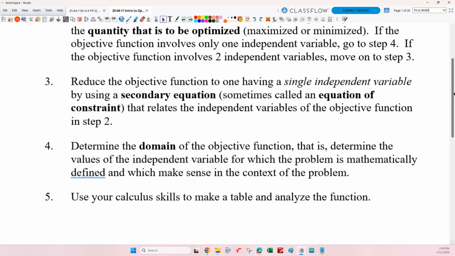Keep in mind, and we'll come back to this again and again, the secondary equation, I like to call it an equation of constraint because it's always based on the constraint for this problem. To find the maximum or minimum value, it's what prevents you from just saying, well, I'll make it infinitely big or I'll make it 0. It's going to be the number that's attached that constrains the values of the independent variables. And then we just make our table and analyze it.